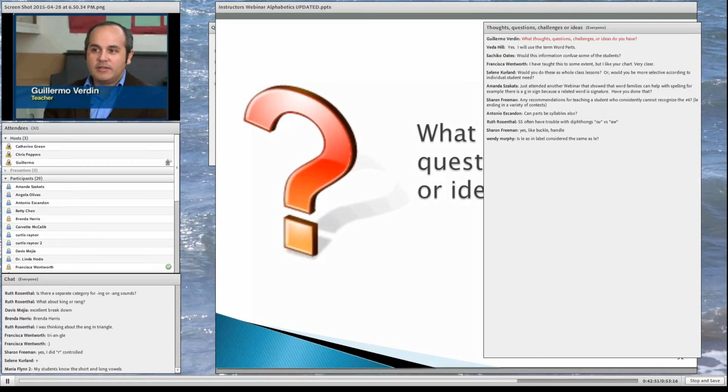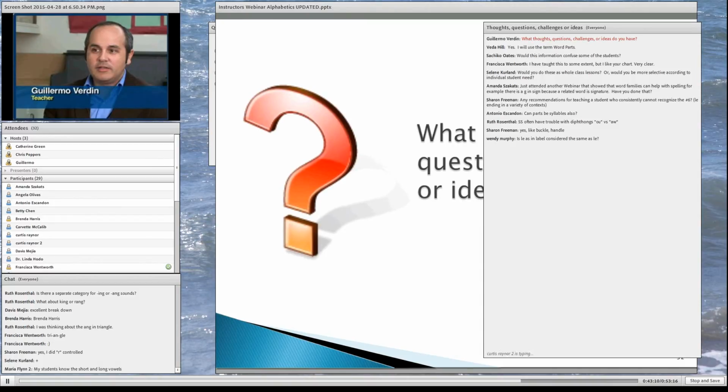But I know when I show a lot of words with the OU versus the AW, it just helps students to see, and for some of them it could be an exception because they know that they may not be able to hear it.